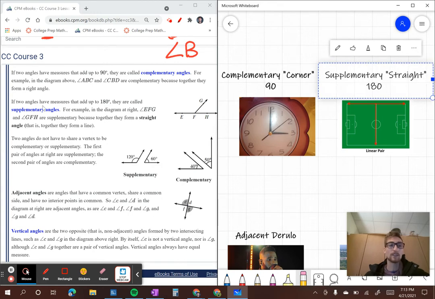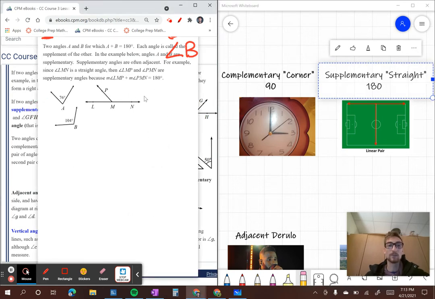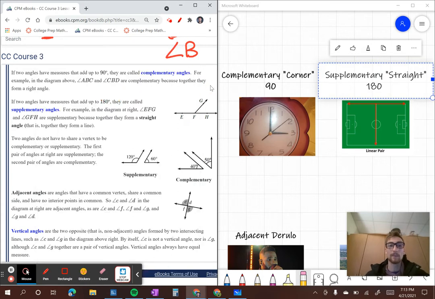And next we have supplementary angles. And those are 2 angles that add up to 180 degrees. So for example, LMP and PMN, they make that straight line, and that straight line is 180 degrees. And one way that I remember that supplementary means a straight line is because supplementary and straight both begin with an S, just like complementary and corner both start with a C.